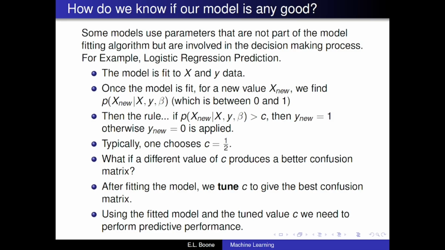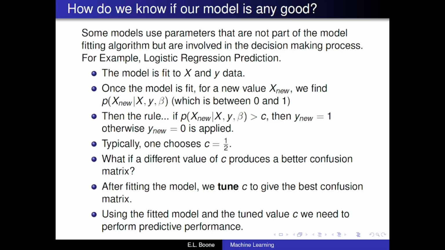So, some models use parameters, or decision processes that have parameters, that are not part of the model fitting algorithm, but they're involved in making decisions. For example, logistic regression. Here's a simple example, and we're actually going to do this in Python. You fit the model to the X and Y data.